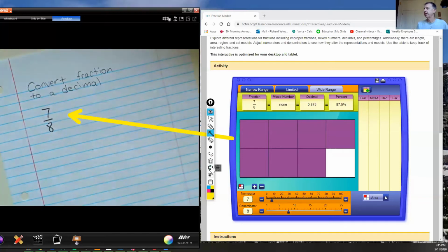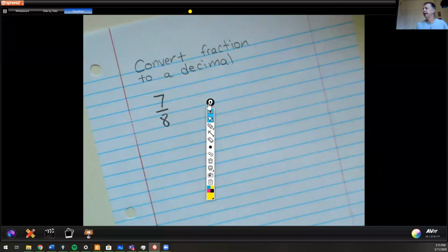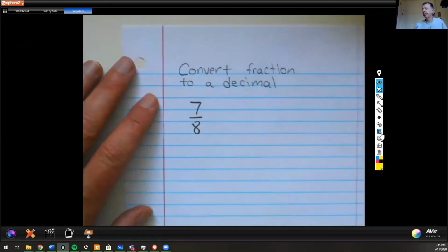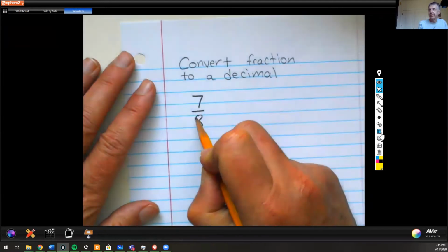What I'll do is I'm going to just full screen this so you can see a little bit better what I'm going to be doing here. So let me take that over to here, and erase that little dot. So now I'm going to be converting a fraction to a decimal. The fraction we want to convert is 7/8.